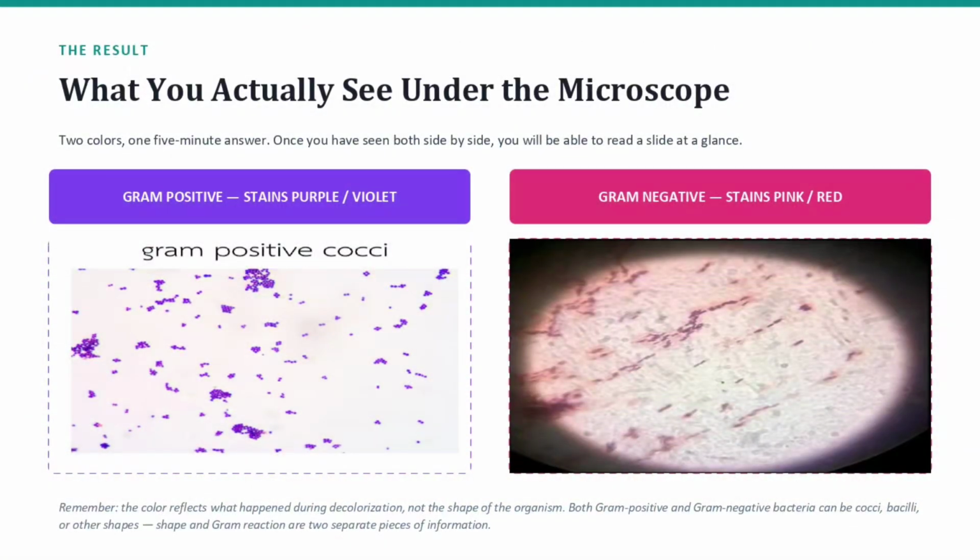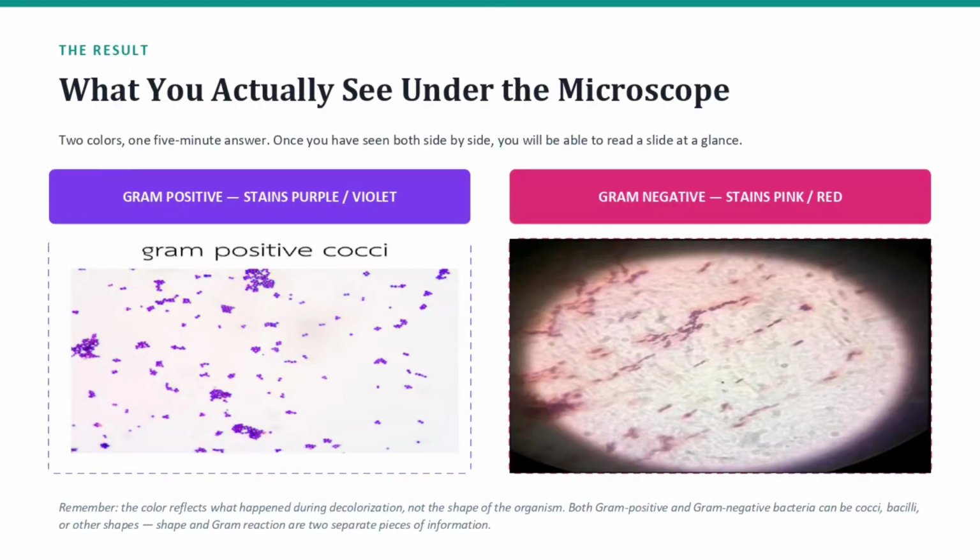Now let's look at what this actually looks like in practice. Take a look at the two photos on this slide. On the left, a gram-positive organism, staining purple to violet. On the right, a gram-negative organism, staining pink to red.